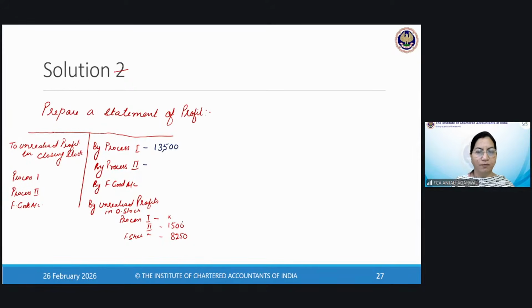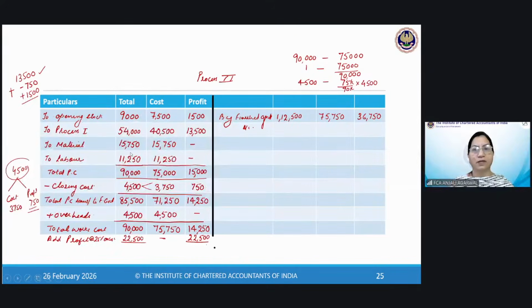Process two, opening stock had a profit of 1,500, which is now realized. Closing stock had a profit of 750, which is now blocked. Okay, let's look at this. Process two.